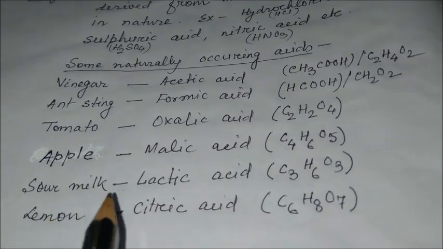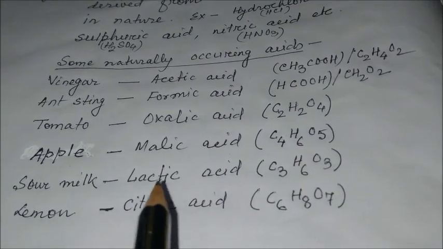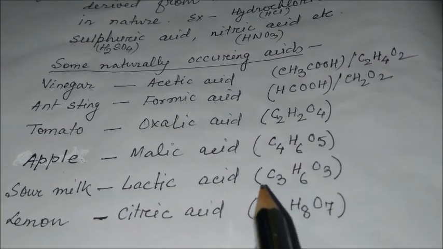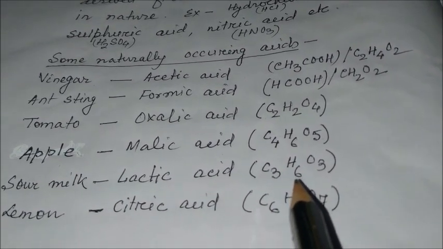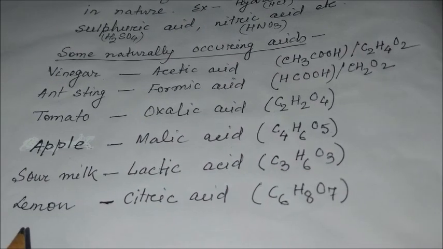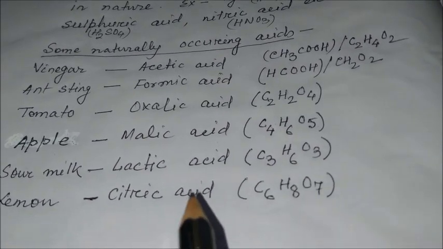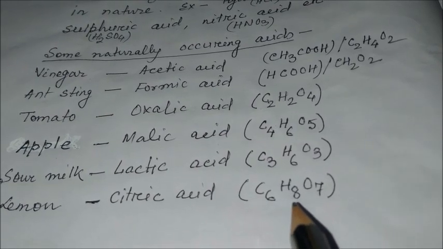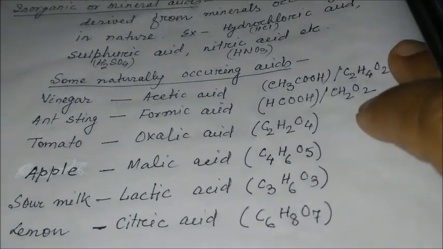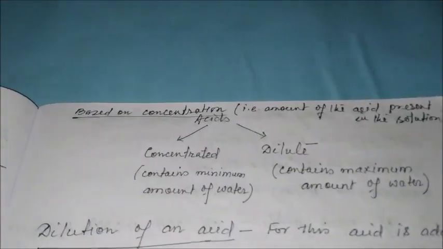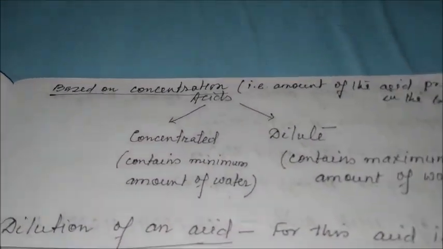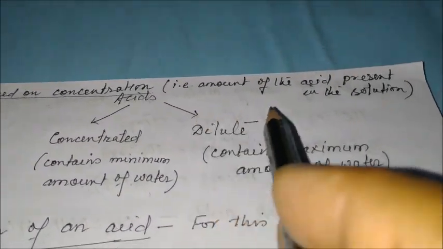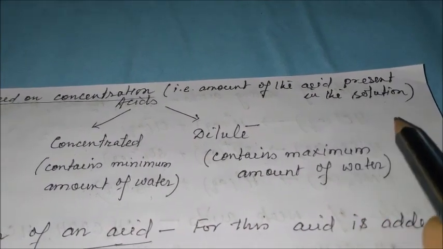In apple, malic acid, chemical formula of this malic acid C4H6O5. In sour milk, particularly in curd, lactic acid is there, having the chemical formula C3H6O3. In lemon, citric acid is there, and chemical formula of citric acid is C6H8O7.